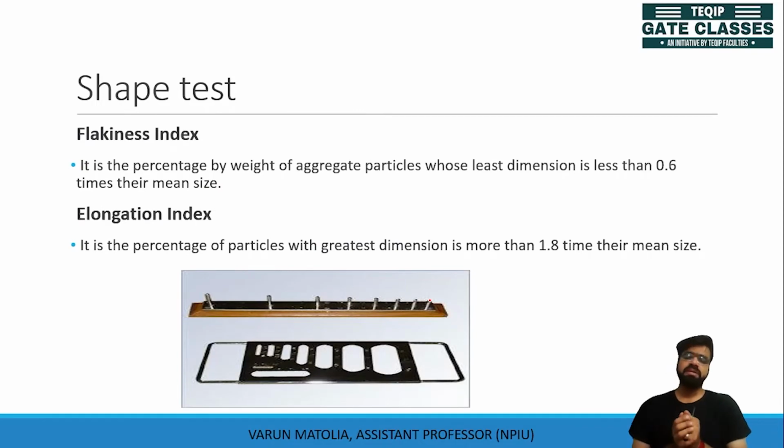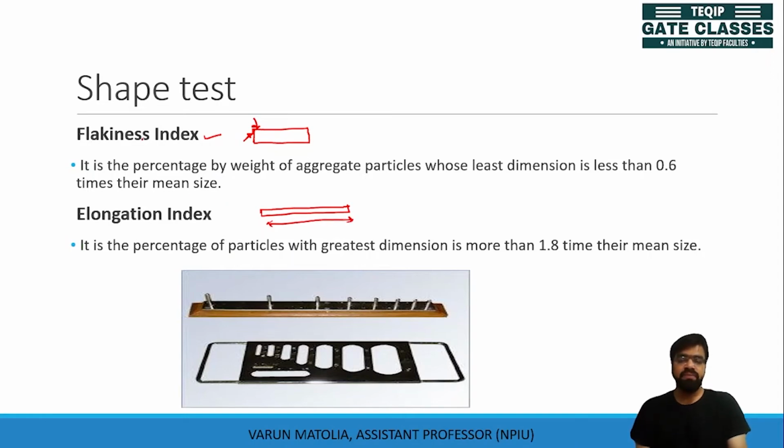Then we have the shape test. As we know, flakiness or elongated aggregates are not a desirable property of aggregate. If the aggregate size is comparatively less in one of the dimensions, then it is known as flaky. And if the aggregate size is comparatively more in one of the dimensions, it is known as elongated.